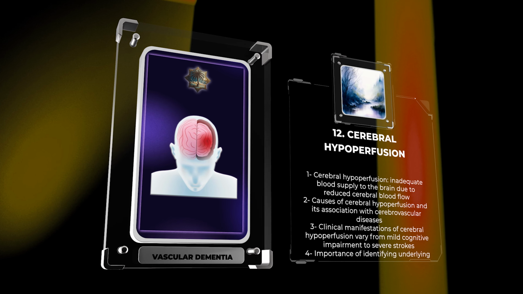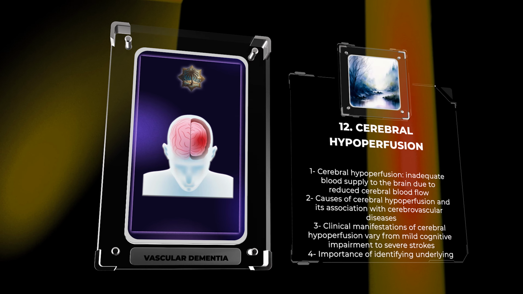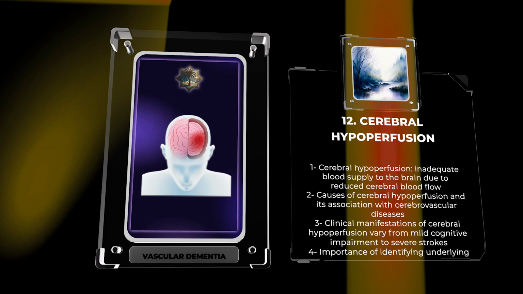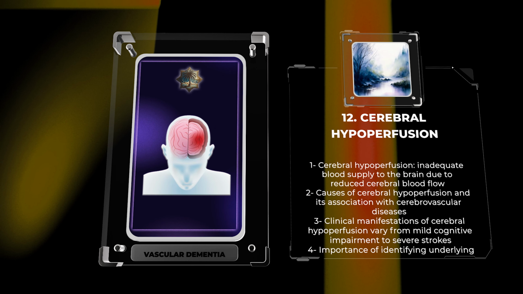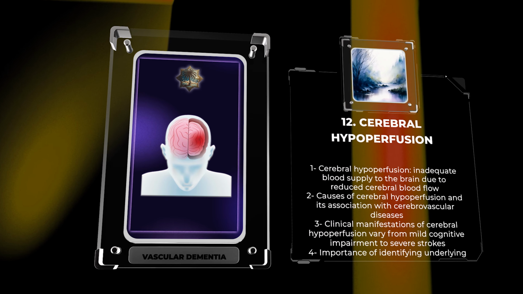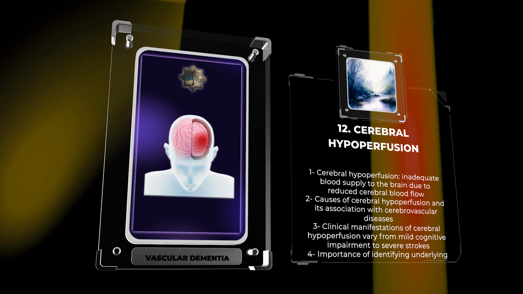Clinical manifestations of cerebral hypoperfusion can range from mild cognitive impairment to transient ischemic attacks or even severe strokes. Considering the underlying cause and initiating appropriate treatment are essential in preventing further neurological consequences and improving patient outcomes.